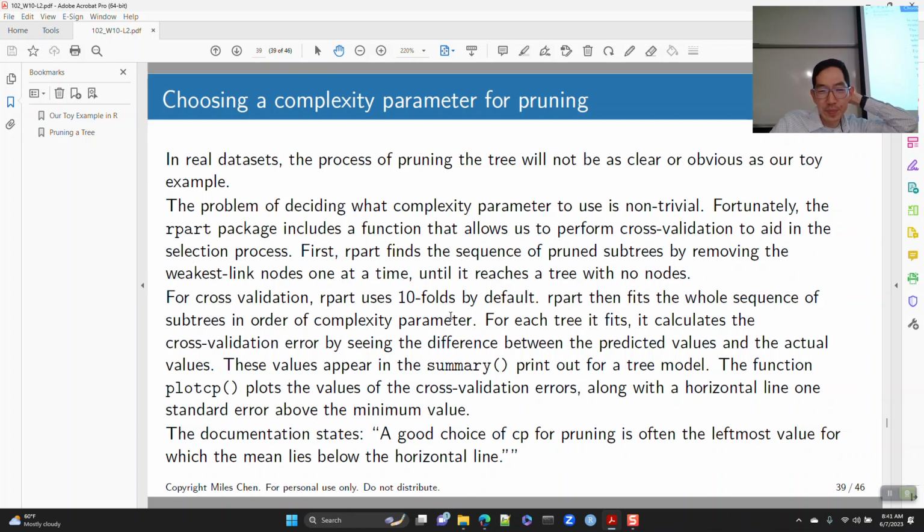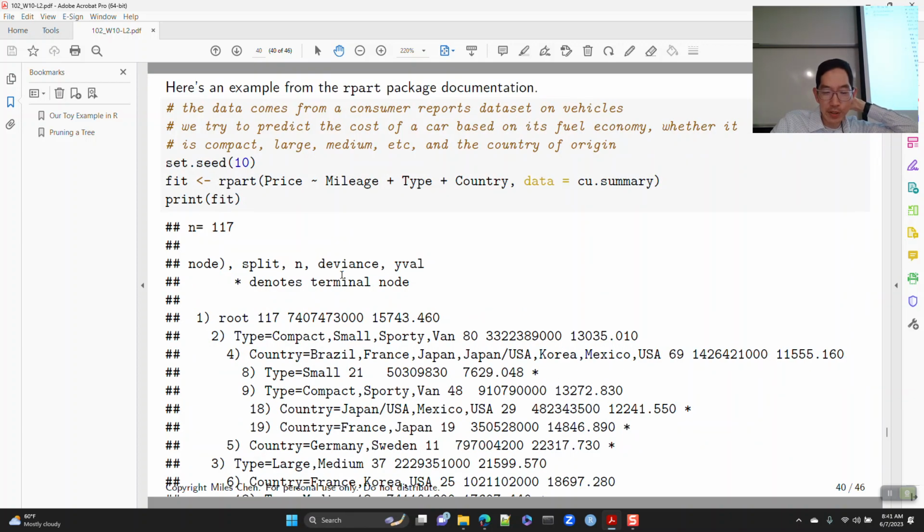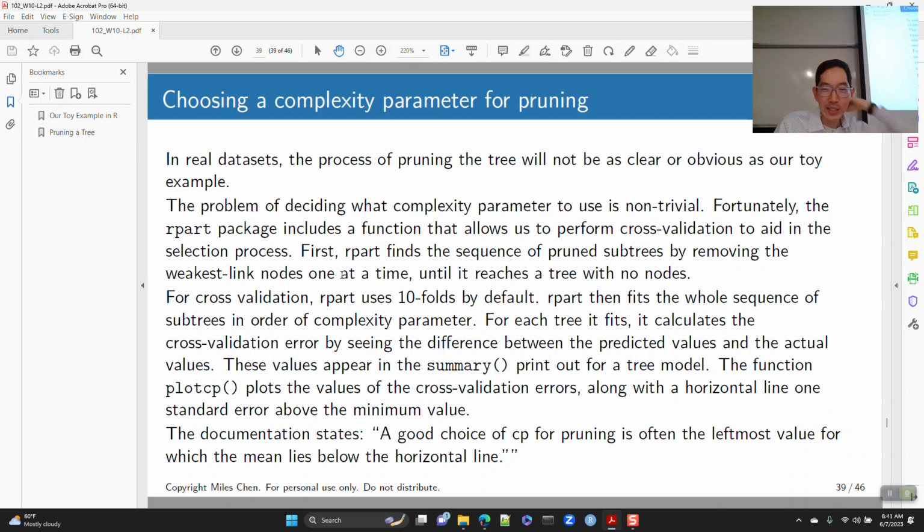And what it will do is it fits a bunch of these trees. Okay, so it builds out this complex tree. Let's say you end up with 8 branches or 8 nodes, and then it says, okay, we're going to prune back the tree down to 7, down to 6 nodes, or 6, 5, 4, 3, 2.